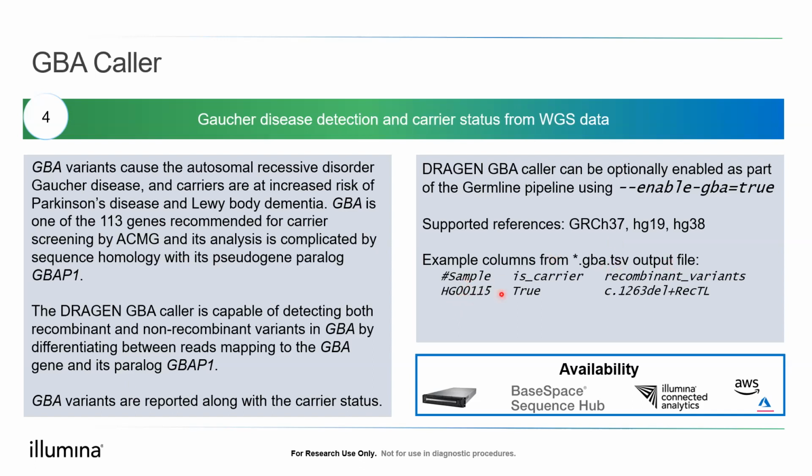It tells you the sample name. It tells you whether you are a carrier. So basically, it tells you carrier status, and it tells you the variant calls, whether it's a recombinant or a non-recombinant variant. So fairly simple to run, and it targets this pseudogene.